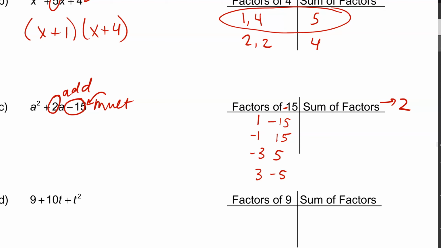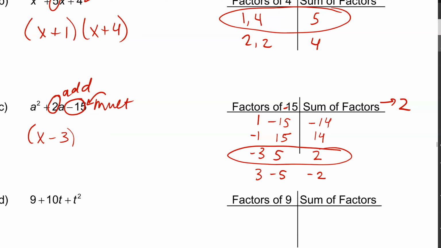What do they sum to? So this sums to negative 14. This sums to 14. This sums to 2. This is negative 2. What we're looking for is positive 2. So I have x minus 3. Oh, I'm sorry, it's a. I wasn't even looking at my variable. A minus 3 and a plus 5. Okay.